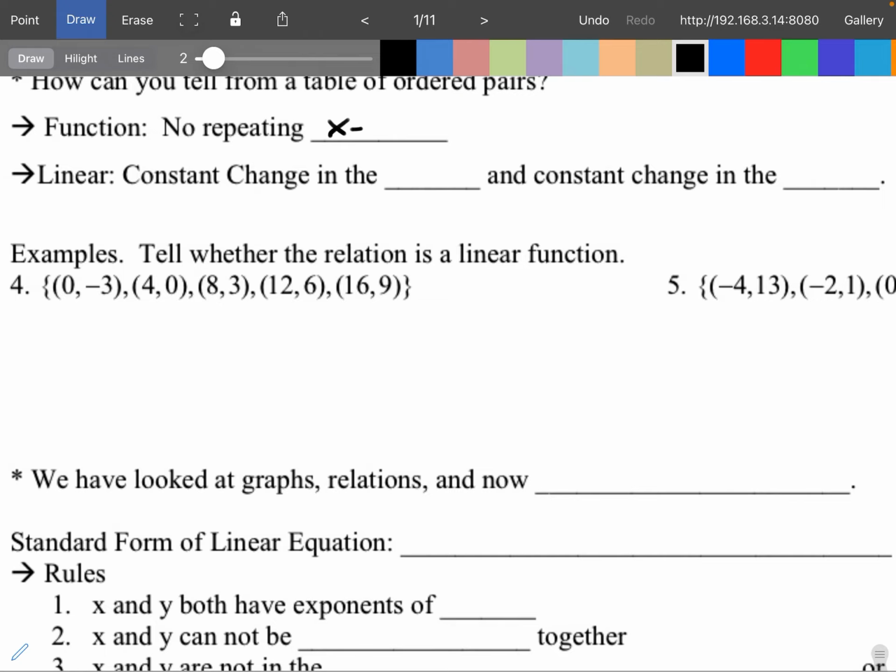All right, I already reviewed some of this with you guys earlier. So this says, how can you tell from a table of ordered pairs whether it's a function or not? So functions have no repeating what? So no repeating x values, or domain values, right? The domain is the same thing as the x values. And if it's linear, there's going to be a constant change in the x values and also a constant change in the y values.